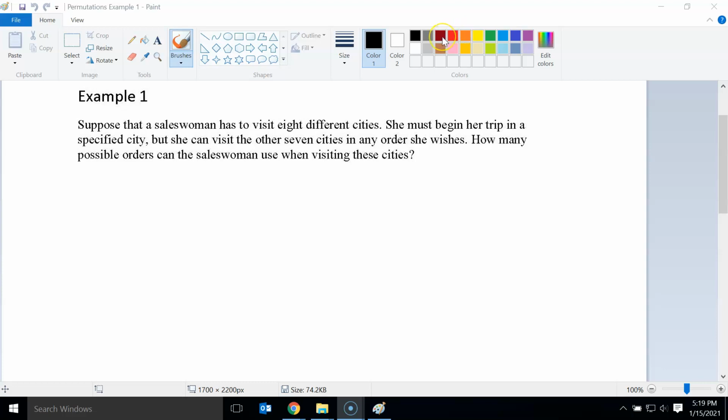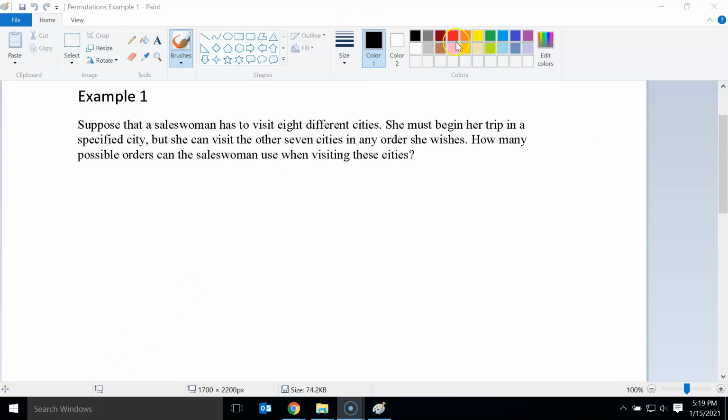So let's begin with this first example. Suppose that a saleswoman has to visit 8 different cities. She must begin her trip in a specified city, but she can visit the other 7 cities in any order she wishes. How many possible orders can the saleswoman use when visiting these cities?